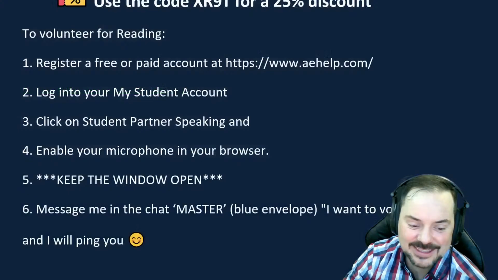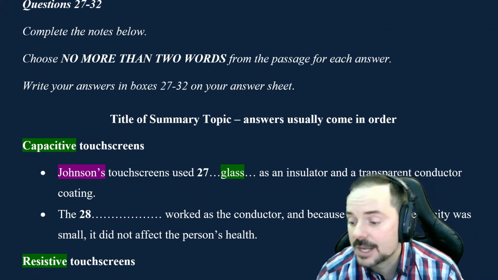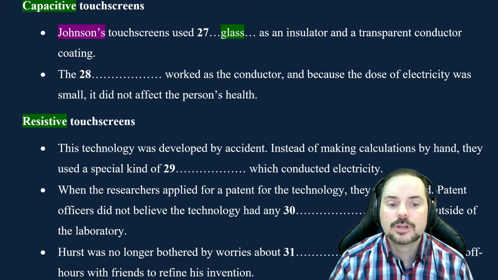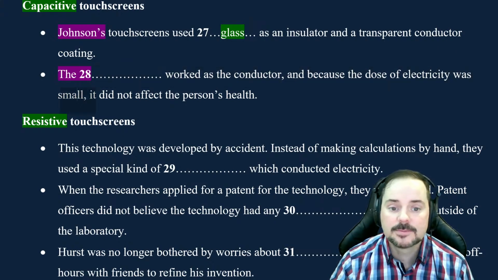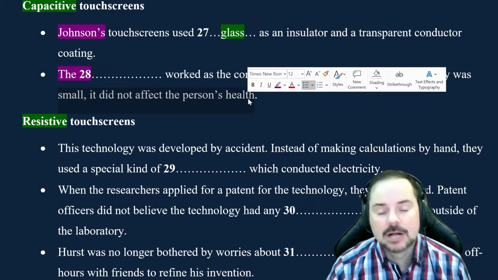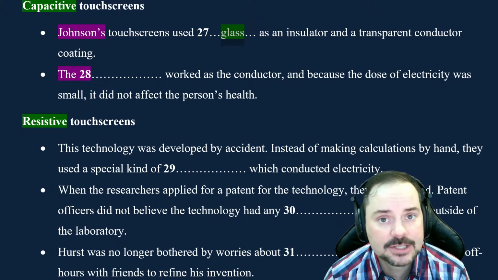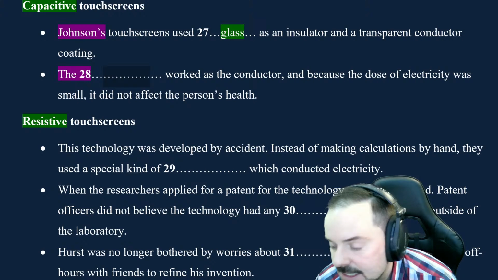I'm just going to look at the passage, and we're going to do this together with the chat, okay? So let's go through the questions and answers together, and you can put your answers into the chat. So we're on to number 28, and let's read it together. Something worked as the conductor, and because the dose of electricity was small, it did not affect the person's health. Now, even if you didn't get number 27, glass, if you are a band 6 level student, you should definitely get the answer for number 28.